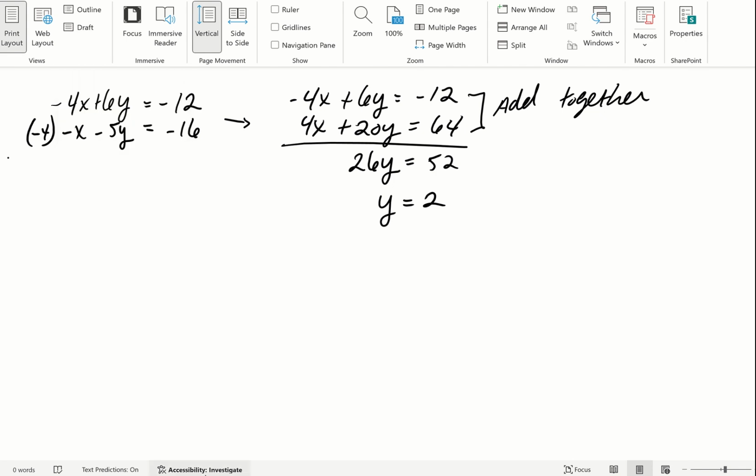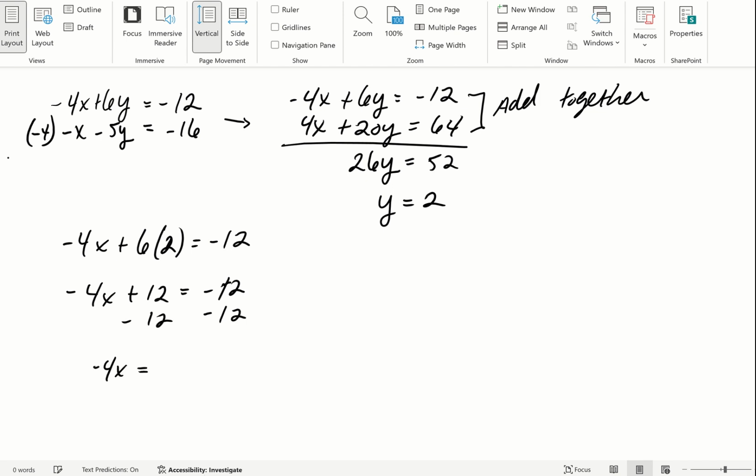So let's just do the top equation. So negative 4x plus 6 times 2 is negative 12. So negative 4x plus 12 is equal to negative 12. I'm going to subtract 12 on both sides. So negative 4x equals negative 24, and x is equal to 6. So my solution to this system is at the point (6, 2).